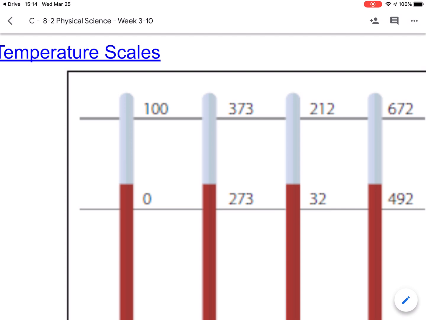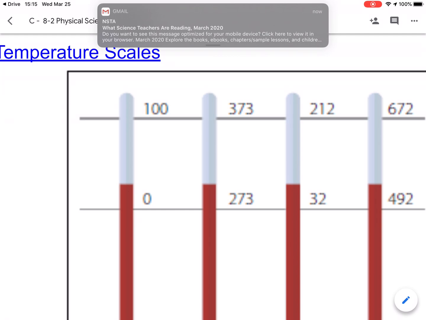So they basically took a thermometer, measured the freezing and boiling points of water, put hash marks, and then they took those between the first and the last and put 100 degrees between them.